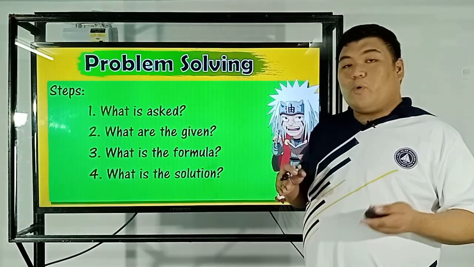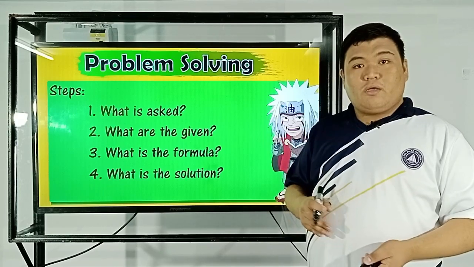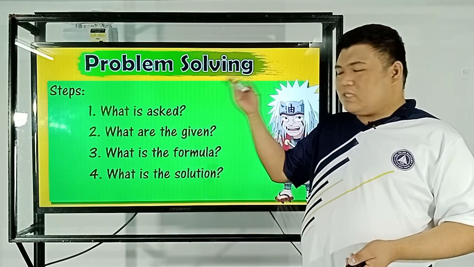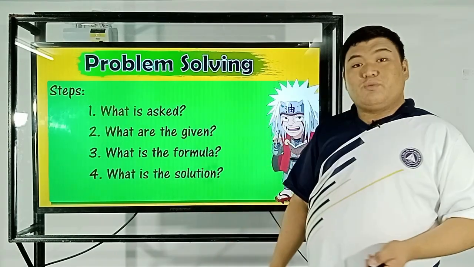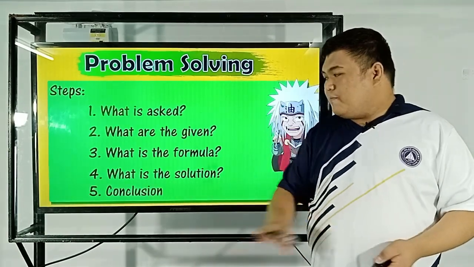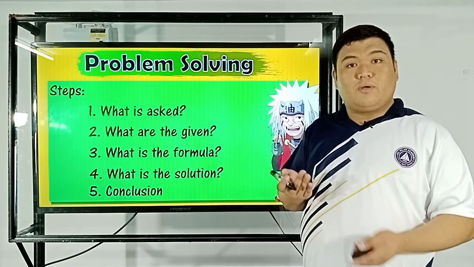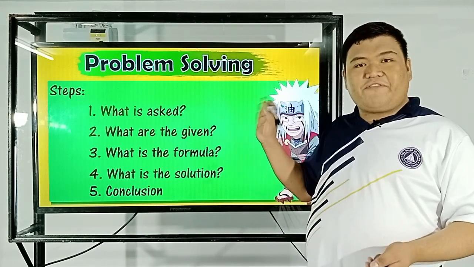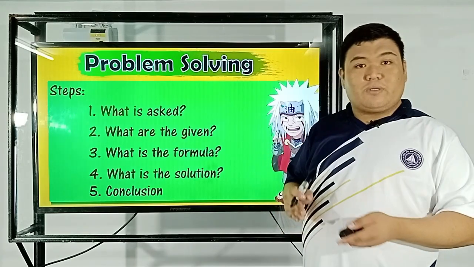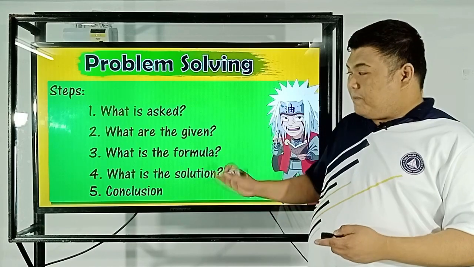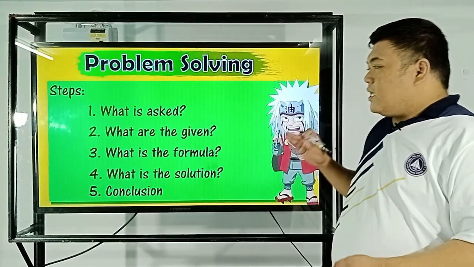For the fourth one, what is the solution? Paano mo siya isosolve? Given may formula ka na, andyan na yung mga given mo, andyan na yung hinahanap, paano mo siya isosolve? And lastly, your conclusion. Ano yung conclusion mo? Ano ba yung number na nasolve mo? Ano ba kunwari, nakasolve ka ng number ng 5? Ano ibig sabihin ng 5 na yon? Okay po? Kailangan po i-kompleto, may label yung pinaka-final answer.